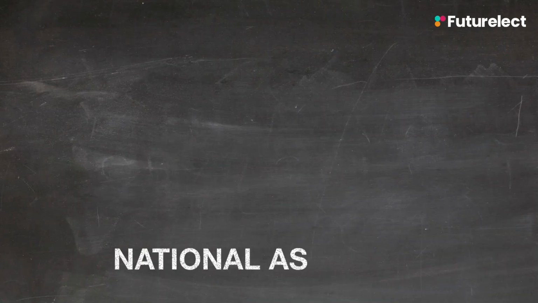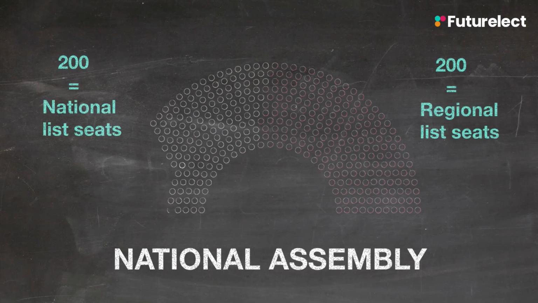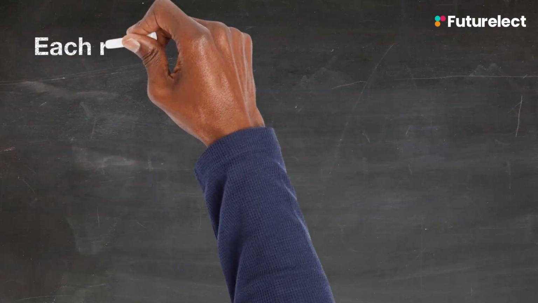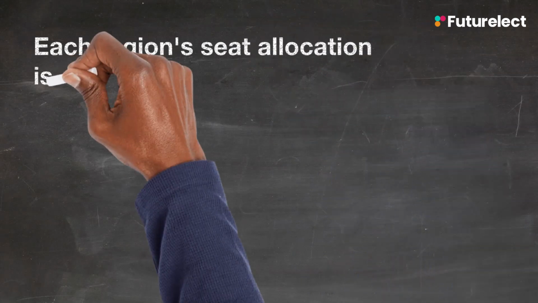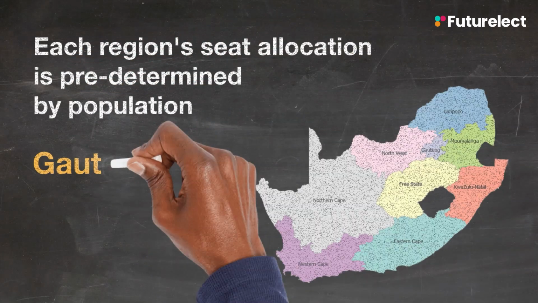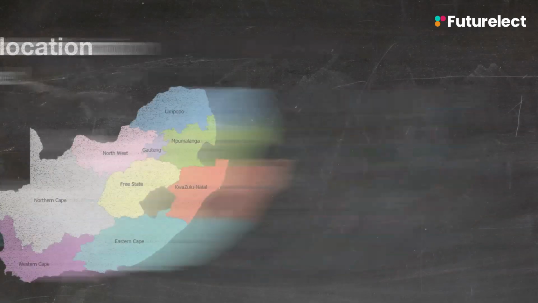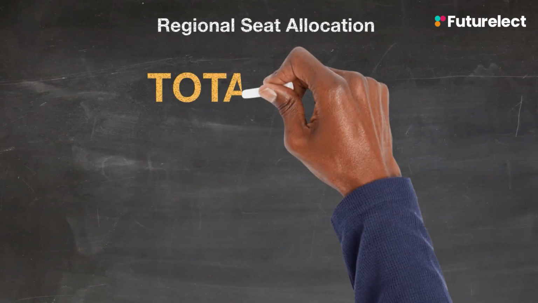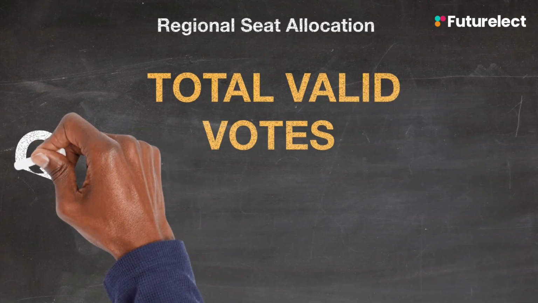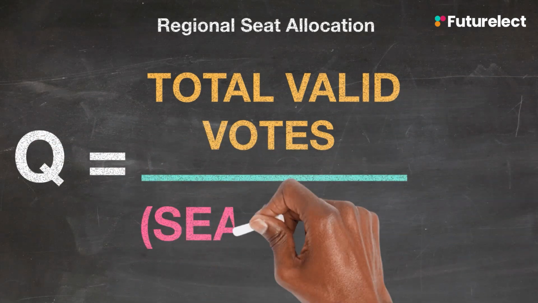However, because independent candidates are now able to contest the national and provincial elections, seat allocation to the National Assembly actually begins with the allocation of regional list seats for independent candidates. In this case, since the number of seats in the National Assembly for each region or province is predetermined based on population, Gauteng, as an example, has 48 out of those 200 regional seats. The votes cast for these regional seats are then divided by the total number of seats in that region to determine the quota for one regional seat.